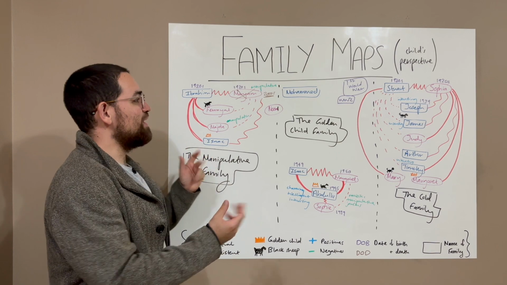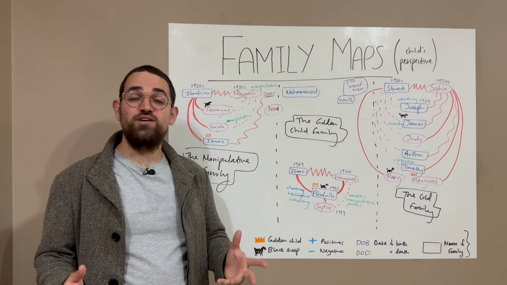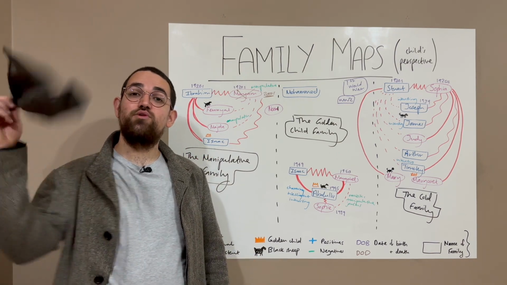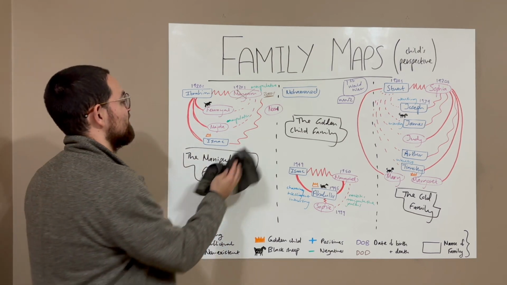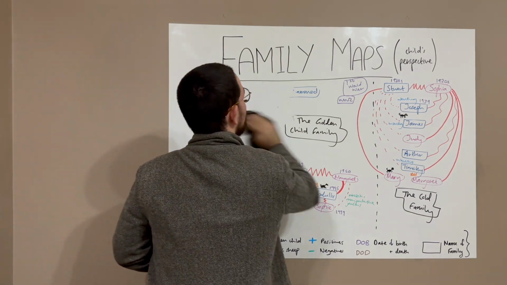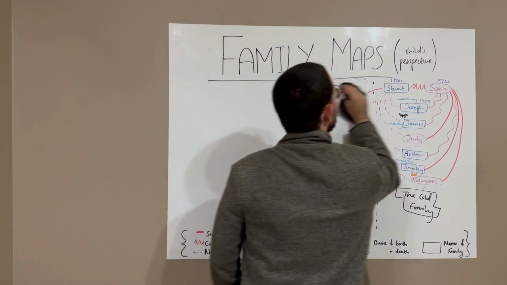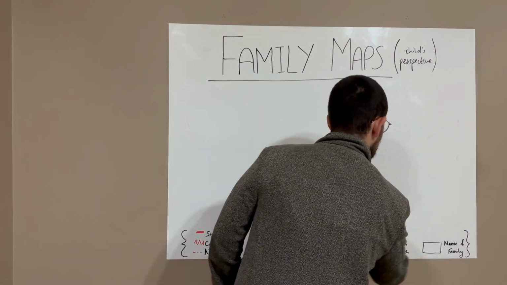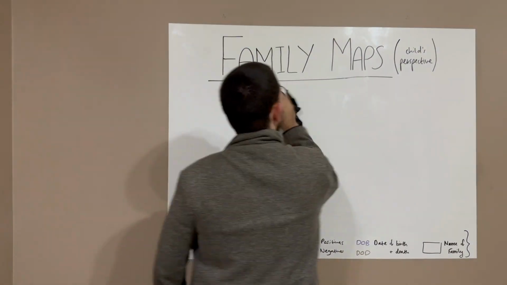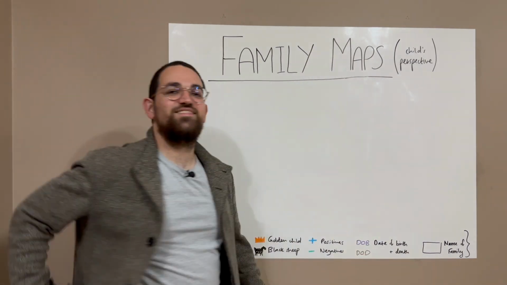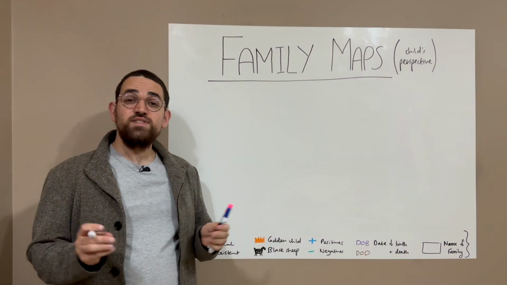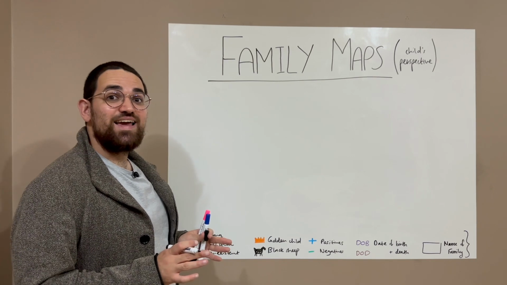So this beautiful masterpiece is obviously the final product, and I'm going to show you how to get started right from the beginning. So I'm going to wipe this board right now. As I'm wiping the board, I just want to let you know that when you do this activity, it's really important that you do it from the perspective of you as a child, ideally between the ages of 7 and 12.